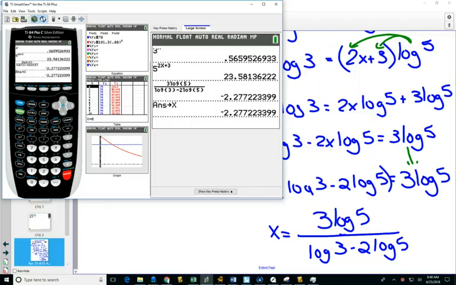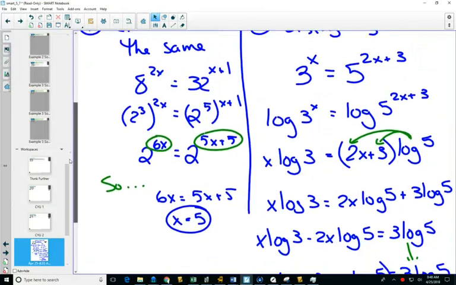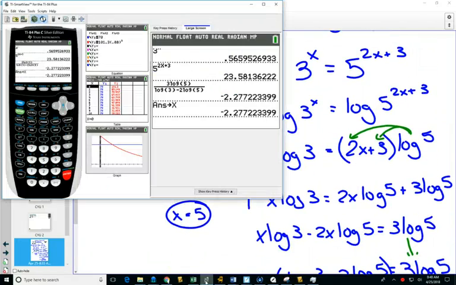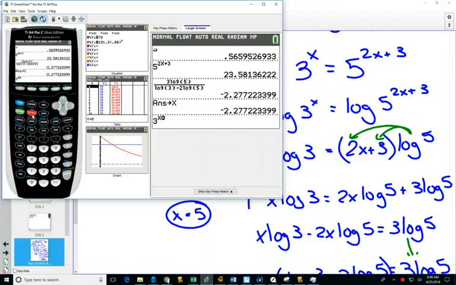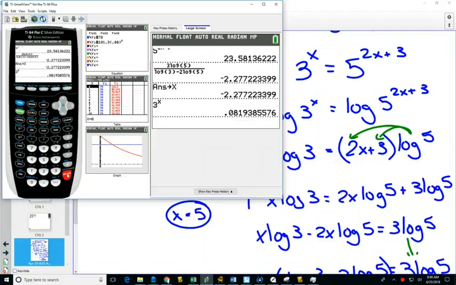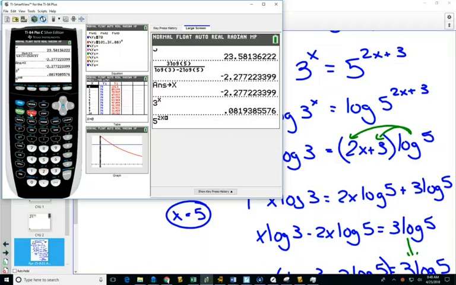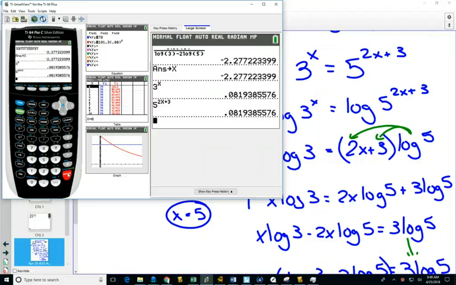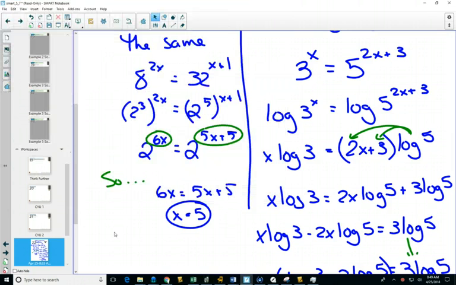So now we're going to see if we go back to our original equation here, does it work? 3 to the power x is now 0.08, and 5 to the power 2x plus 3 is 0.08. Good, because I didn't really want to restart the whole thing and do it all over again. But it's very nice because you can check to find out if you're right. But that's what a calculator question is going to be.